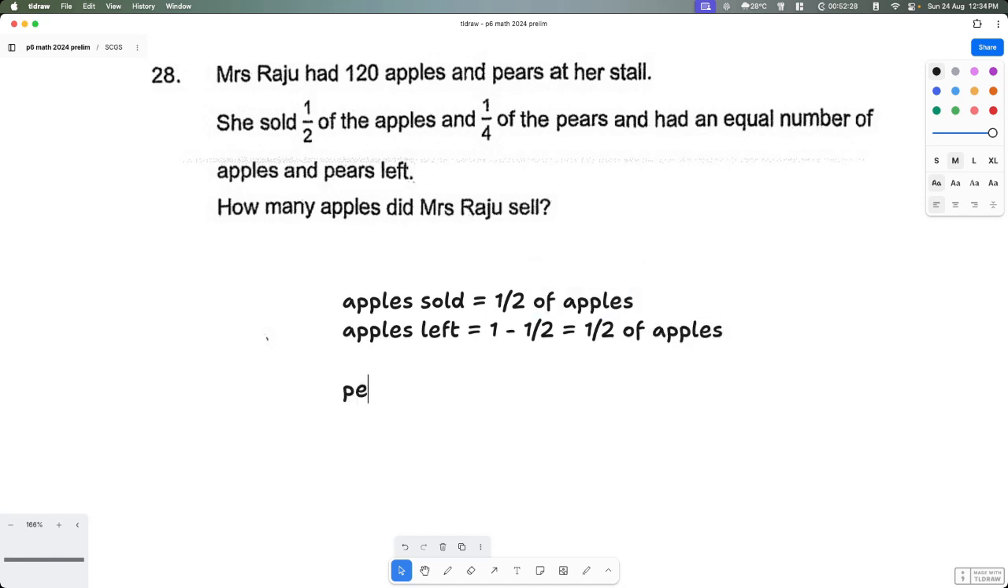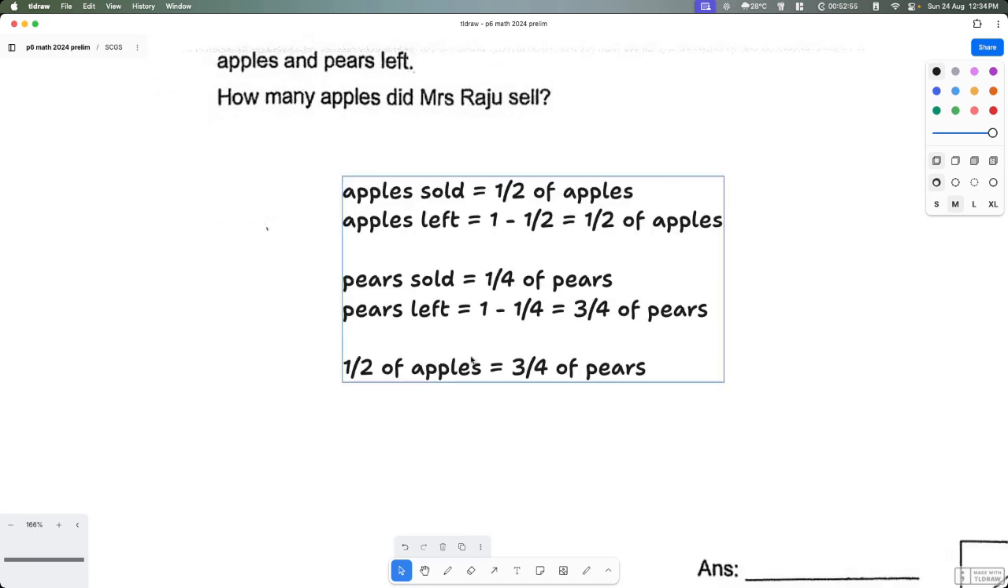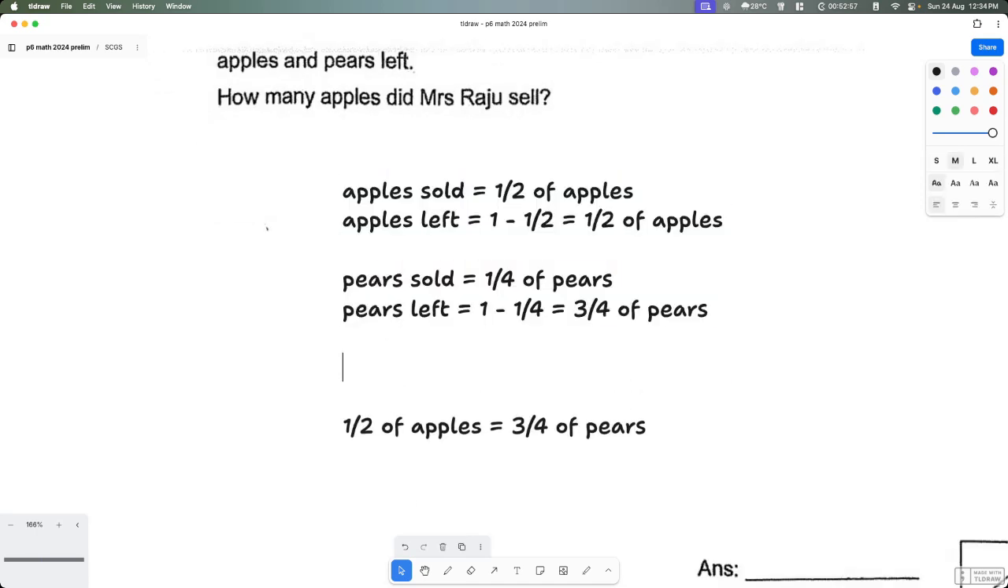Then that means pears sold is equal to 1/4 of the pears. Then pears left is equal to 1 minus 1 quarter, which is equal to 3 quarters of the pears. Okay, so 1/2 of apples is equal to 3 quarters of pears. So this is the equal fraction concept. I'm going to write here: equal fraction concept.